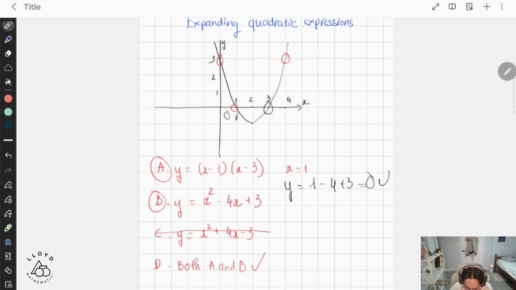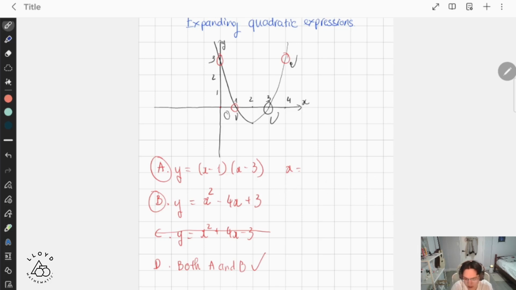How about this point? With x equal to 3, y will be equal to 9 minus 12 plus 3. That one is also equal to 0, so this one is also verified. Whenever we consider this point, we have x equal to 4 and y equal to 16 minus 16 plus 3. This one is x squared, and this one is 4x, right? And this is also equal to 3, so this point is verified.